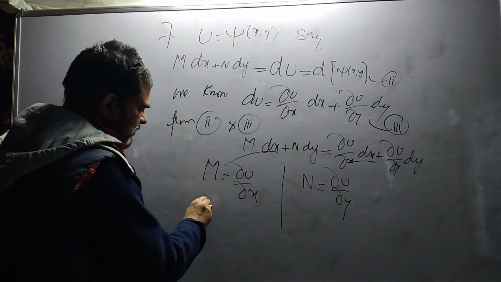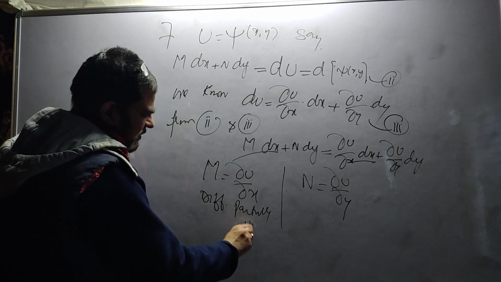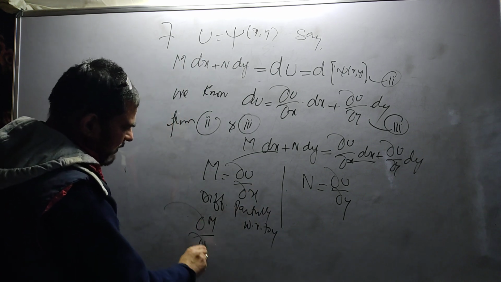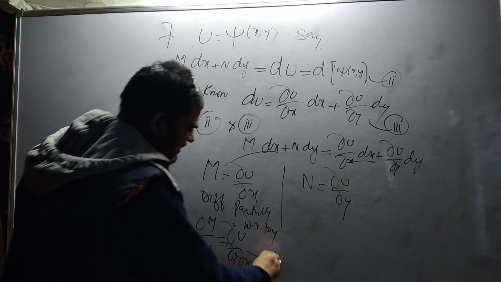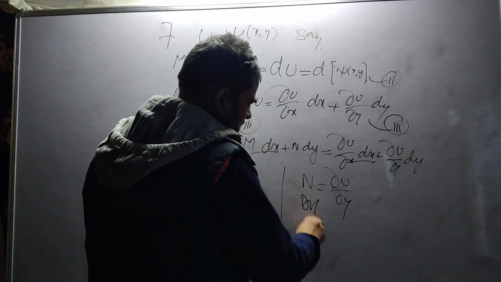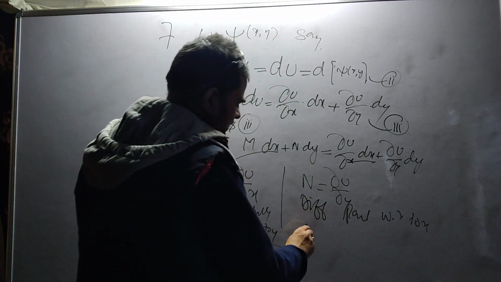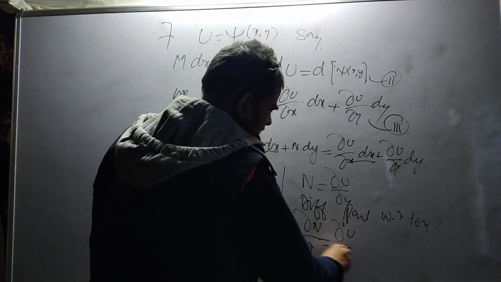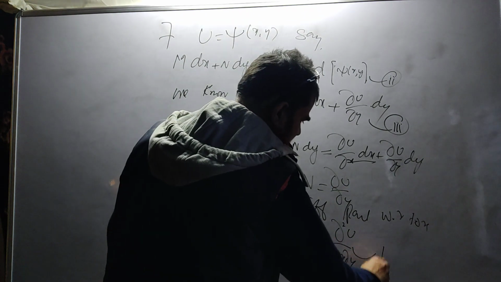So if we differentiate this partially with respect to y, what do you get? Dou M by dou y is dou 2u by dou y dou x. Name this alpha. If you differentiate this partially with respect to x, dou N by dou x is dou 2u by dou x dou y. Let it be beta.